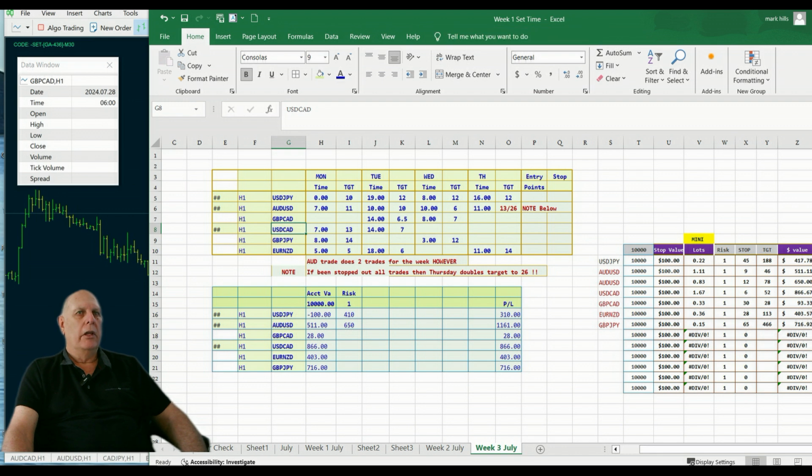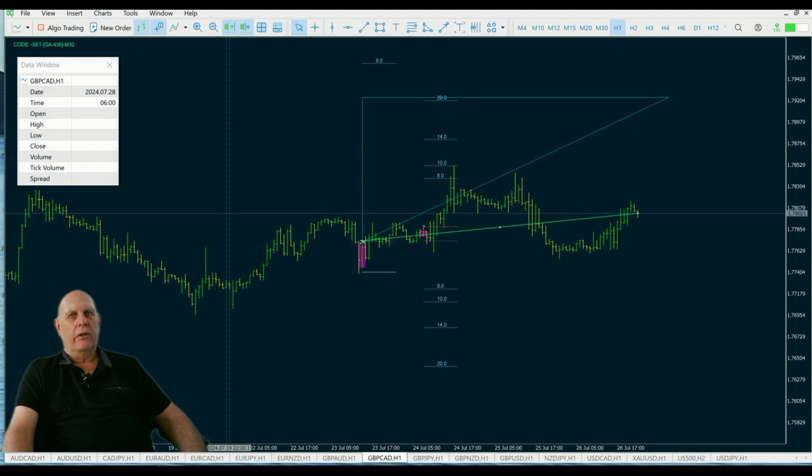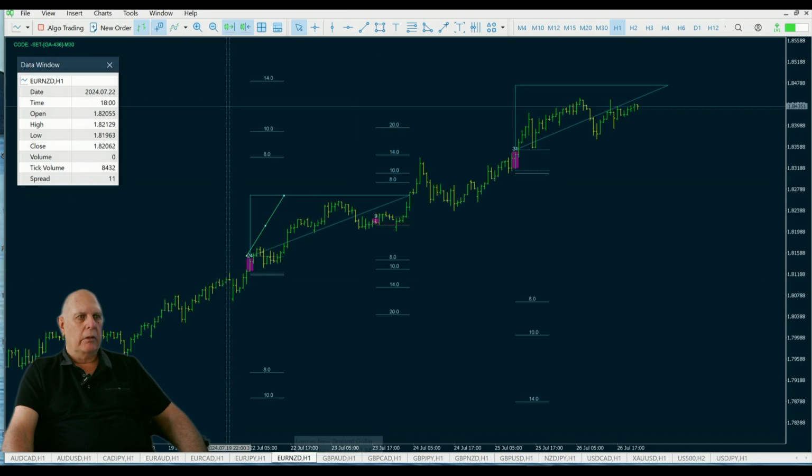The next one we've got here now is the pound yen and the euro New Zealand. Have a quick look at the euro New Zealand. This was one that I came across just after the entry on Monday night. So where is it in here? Here it is. I came across this trade at about here and it was just too late to get into, but there it is.